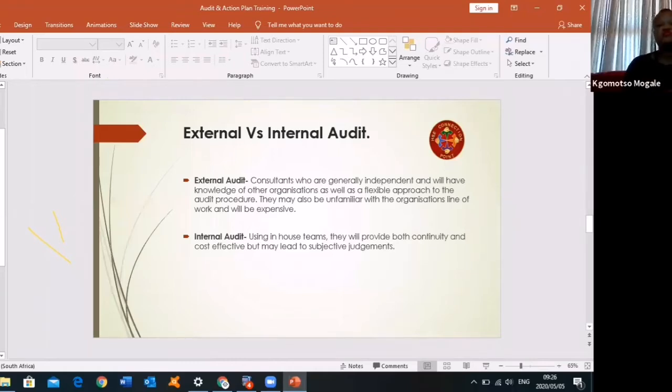So those will be the external auditors. They can come as a group or as an individual, and it will be planned ahead so that the company may be able to prepare for the audit, so that everything is in place.